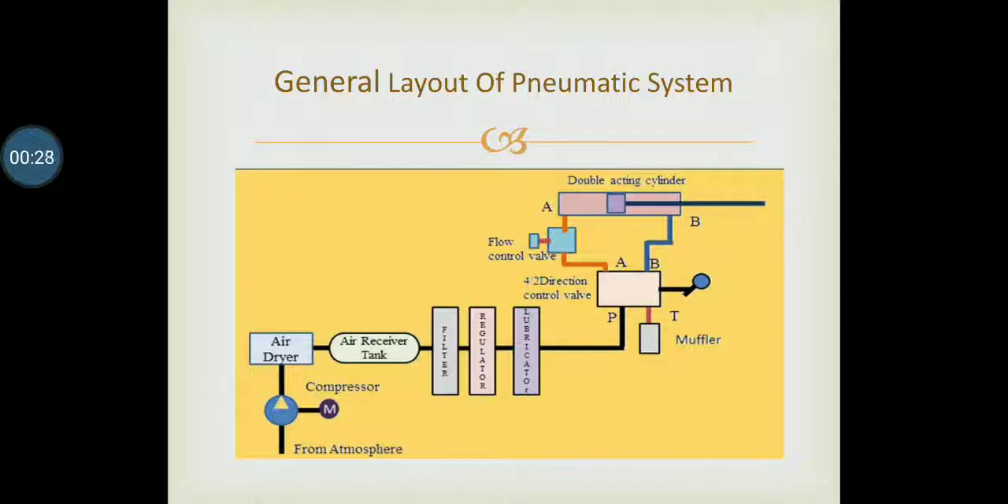Okay. So let's get started with our first topic, the general layout of a pneumatic system. A pneumatic system is a system in which we use pneumatic components. The basic pneumatic medium is air. Air is freely available everywhere, so we can use air as a free medium, which reduces the cost of the complete system. It is also non-hazardous in nature, so it is eco-friendly, and there are many other advantages of the pneumatic system.